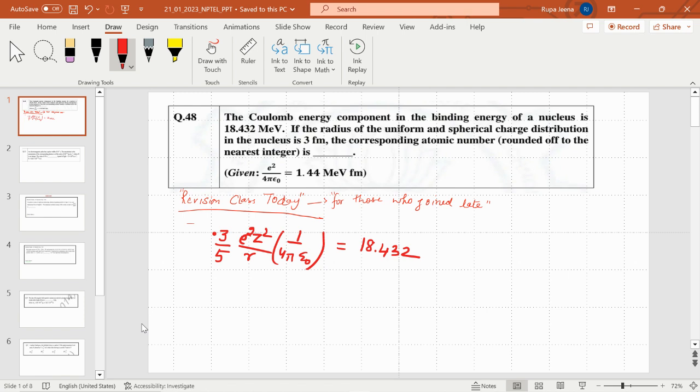No, no, no. That is for the different one, when you are reading the other formula, the semi-empirical mass formula. I forgot the name of that. But here it is given that the Coulomb energy component in the binding energy of the nucleus is this. The formula for the Coulomb energy component in the binding energy is 3 by 5 q square by r, 1 upon 4 pi epsilon naught. So you cannot use the semi-empirical mass formula because it is not mentioned.